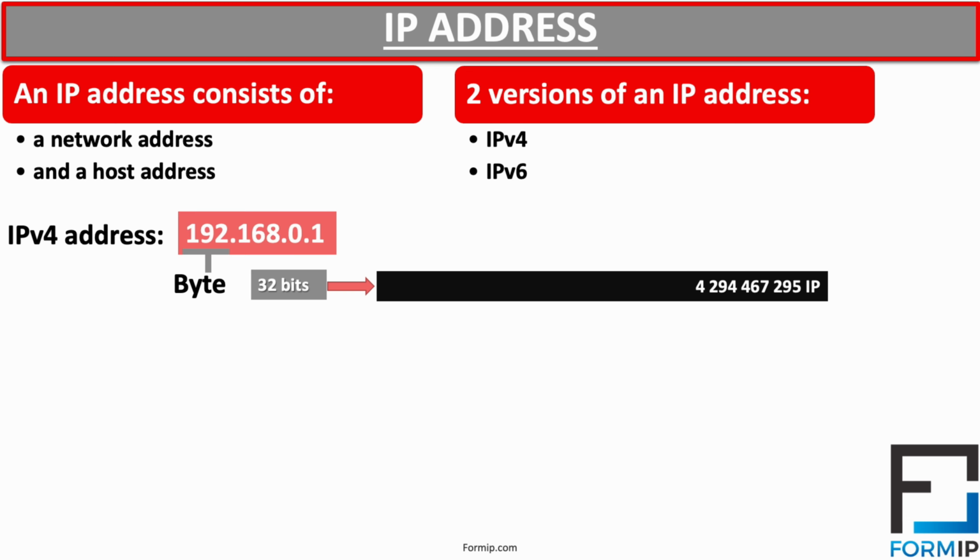The people who invented the internet thought that this number of addresses would be more than enough. But today, we are running out of IPv4 addresses, and that's why IPv6 is being deployed. The main difference between IPv4 and IPv6 is the length of the address. IPv4 is a 32-bit numeric address, while IPv6 is a 128-bit hexadecimal address.